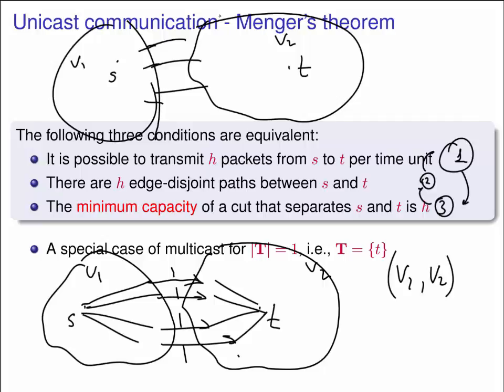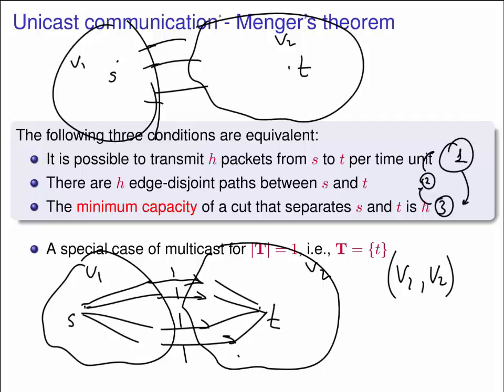So one of the main implications of this theorem is that we can fully characterize the capacity of the network in the case of one terminal. The capacity, or maximum rate of information that we can transmit between S and T, will be equal to the minimum cut that separates S and T, right? So then it's fully characterized.